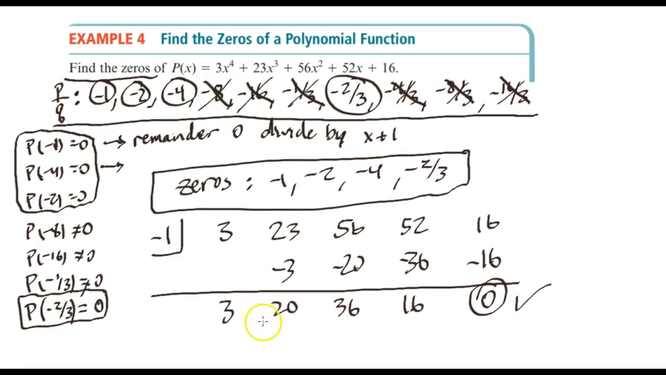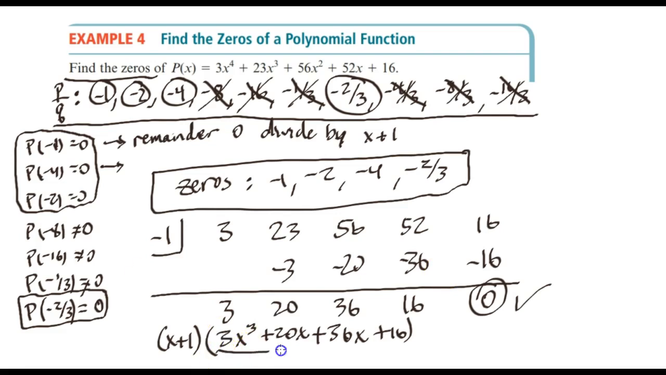And so what we've just determined here is that this function factors to x plus 1 times 3x cubed plus 20x plus 36x plus 16. So it factors to this. And then we would use synthetic division again to break this down even further. We can't break x plus 1 down any further, but we found a 0 from this, which is -1. So that's how we got our first 0.